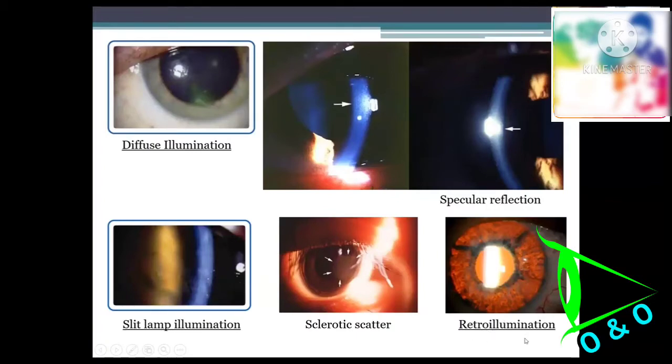One technique that I use sometimes is retroillumination. This is where you have the light beam shining directly into the pupil. Light bounces off the retina and shines back. You can see abnormalities not only of the cornea and lens, but it's really good at picking up iris defects. In this case, we're seeing diffuse iris transillumination defects.